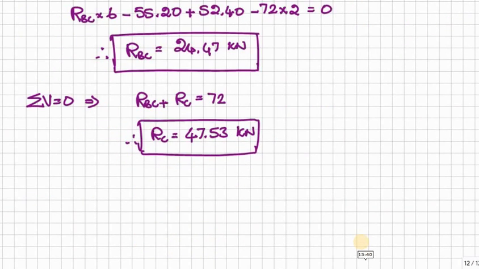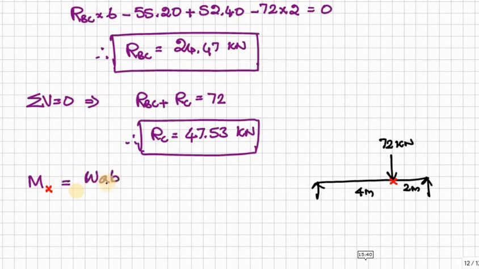Now we are in a position to draw the BMD and SFD. And one more thing, we have to find out the maximum simple support moment under the point load. Okay, so using the formula WAB divided by L, the moment under the load Mx is equal to WAB divided by L, which is equal to 96 kilonewton meter.